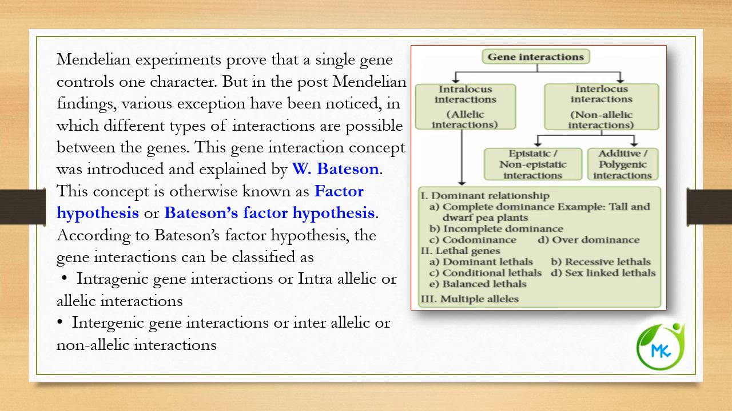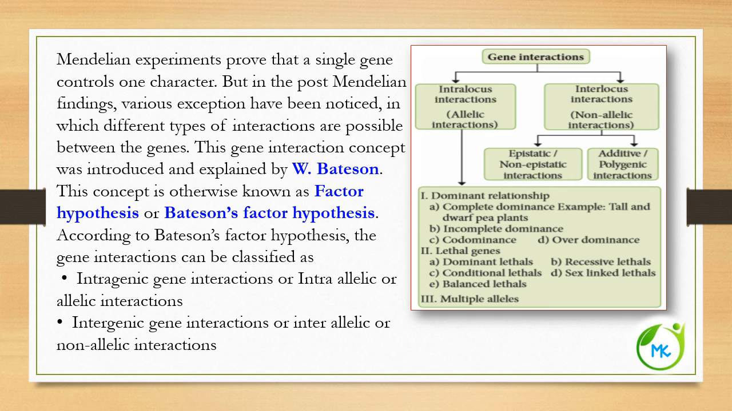So this gene interaction concept was introduced and explained by Bateson. This concept is otherwise known as Bateson's factor hypothesis, or factor hypothesis. According to Bateson's factor hypothesis, gene interaction can be classified as intragenic gene interaction or intra-allelic gene interaction, or the second type, intergenic gene interaction, or inter-allelic or non-allelic interaction.